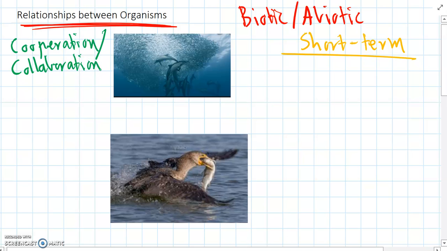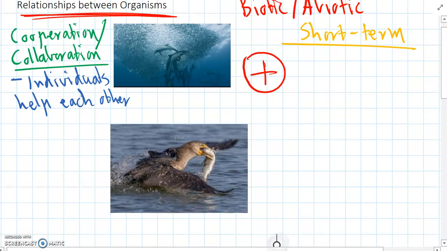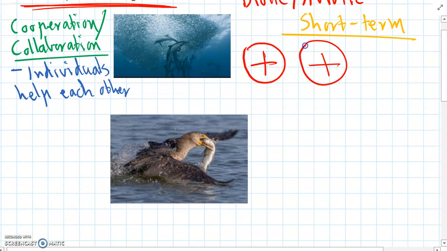And we can see an example of cooperation here. We've got a pod of dolphins that are all working together and helping each other to hunt some fish, which is their prey. So cooperation means just what it does in everyday life, where individuals help each other so they all benefit. So if we think about the two different species in cooperation, the first species benefits, it has a positive, and the second species benefits as well. Two positives.